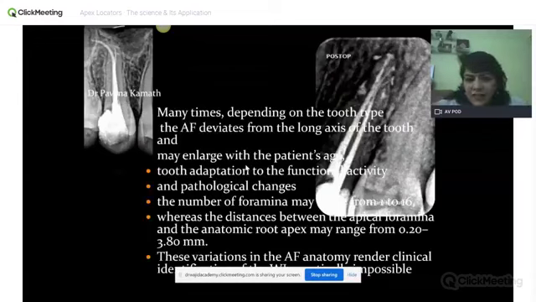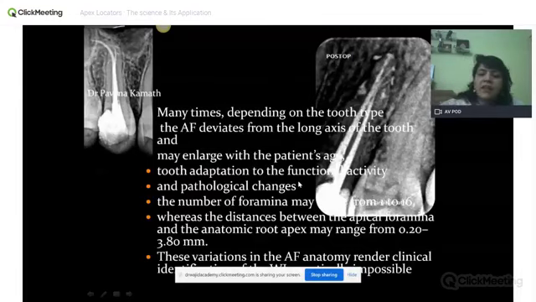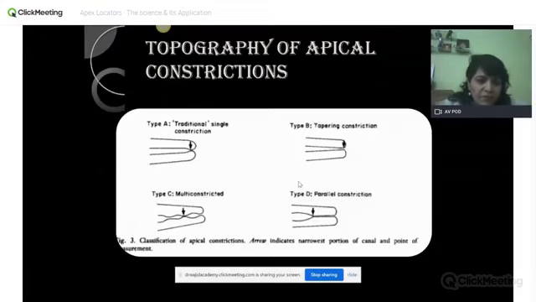Now, other considerations regarding the apical foramen. You might have noticed that many times the apical foramen deviates from the long axis of the tooth. It may enlarge with the patient's age due to tooth adaptation to functional activity or any kind of pathological changes. The number of foramina also may be anywhere from 1 to 16. Whereas the distance between the apical foramina and the anatomic root apex may range from 0.2 to 3.8 mm. These variations in apical foramen anatomy render it pretty difficult to determine the apical foramen with accuracy.